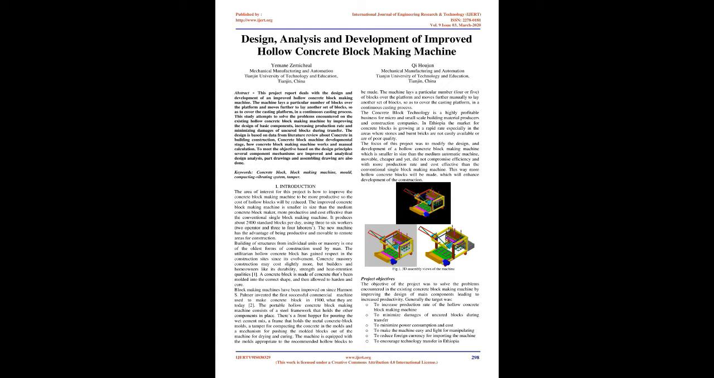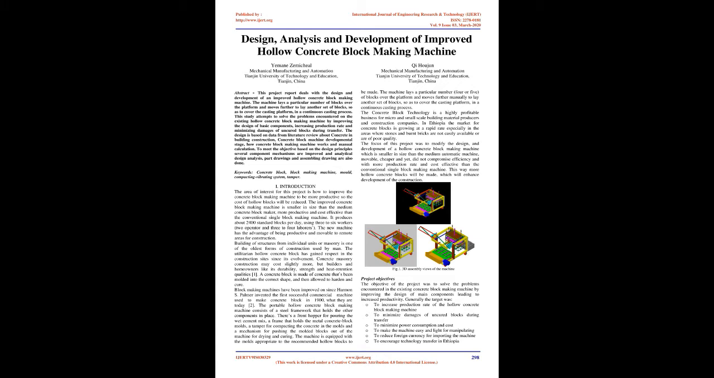Introduction. The area of interest for this project is how to improve the concrete block making machine to be more productive so the cost of hollow blocks will be reduced. The improved concrete block making machine is smaller in size than the medium concrete block maker, more productive and cost-effective than the conventional single block making machine. It produces about 2,400 standard blocks per day, using 3 to 6 workers, 2 operators and 3 to 4 laborers. The new machine has the advantage of being productive and movable to remote areas for construction.